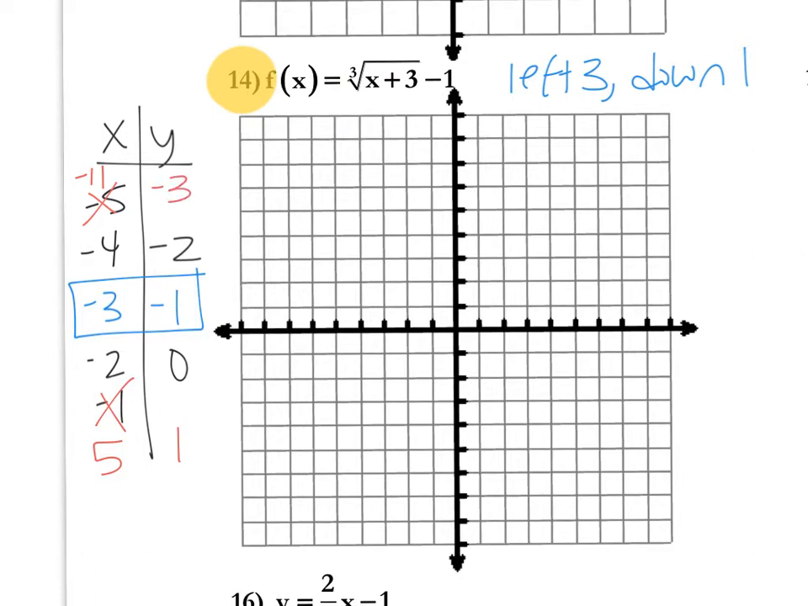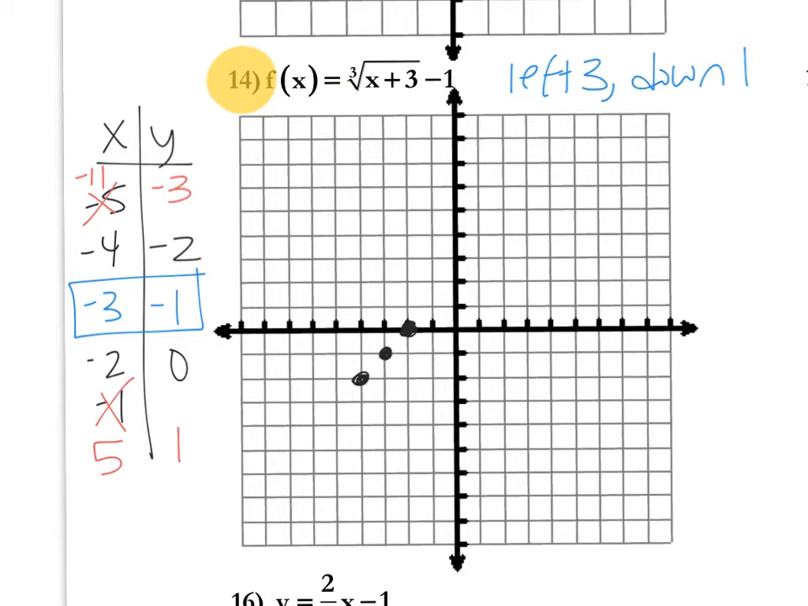So now I have 5 beautiful points, and I put negative 3, negative 1 right in the middle. I'm going to continue negative 4, negative 2, negative 2, 0. And the reason why you need 5 points is because if I connected just these 3 right now, this makes just a straight line, and that is not the snake shape that we're looking for.